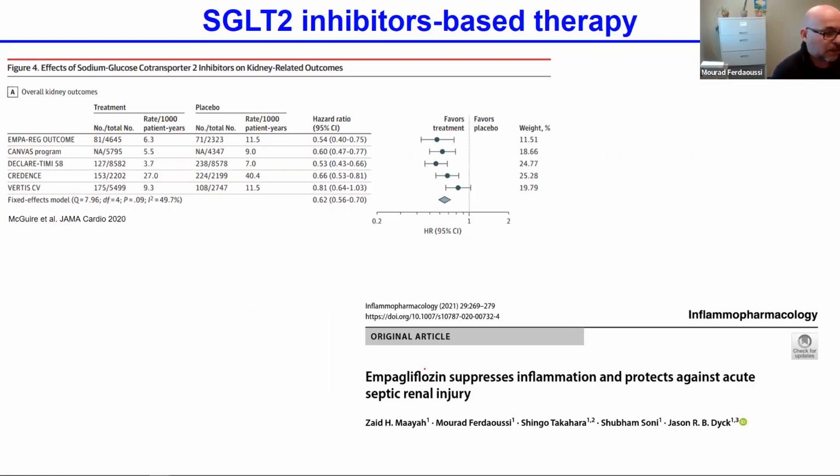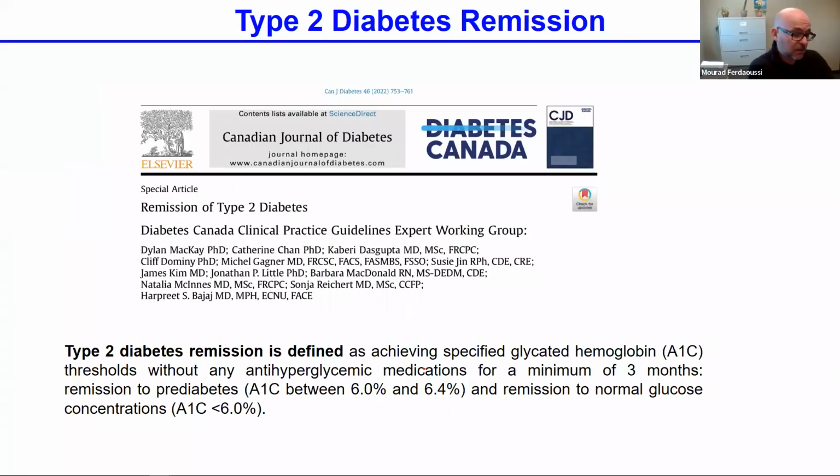So far, what I was talking about is how to treat diabetes, but maybe the more important question is: can we cure diabetes? Can we have a remission of diabetes? And actually it is possible. According to Diabetes Canada, we can have the remission of type 2 diabetes, defined by achieving the A1C target without any anti-hyperglycemic agent, without any medication. And actually this is possible.